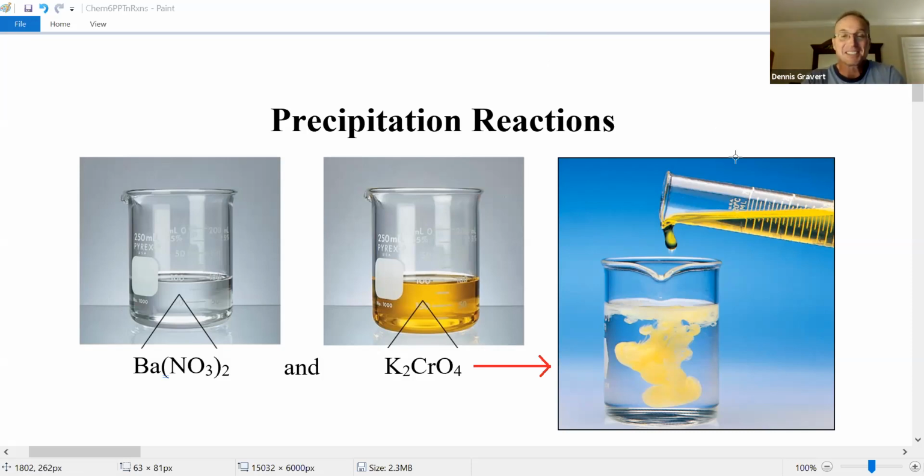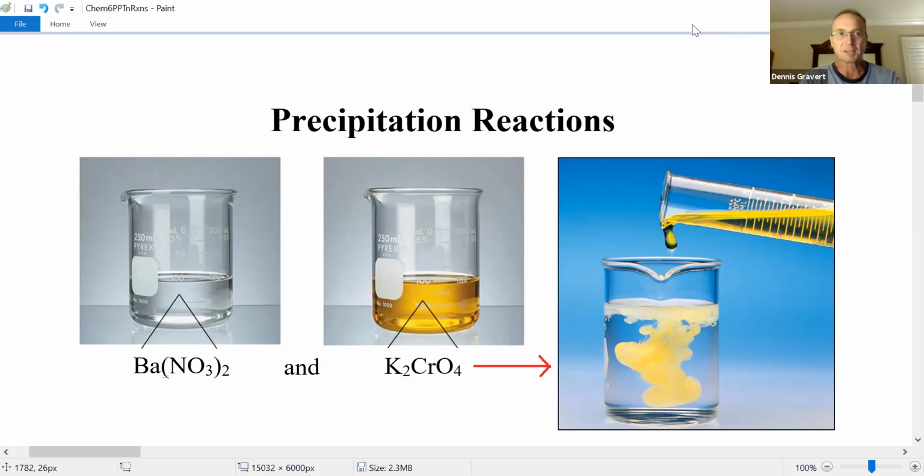Okay, and so here's an illustration of a typical precipitation reaction. The pattern is that you have two reagents that dissolve in water. They are aqueous solutions, and they are completely soluble in water. So you can't tell, but this beaker containing water also has some barium nitrate dissolved in it. There's the chemical formula of barium nitrate.